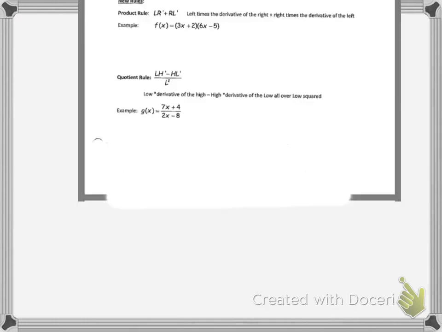Okay, here's another rule, and it's called the quotient rule. So if you have a quotient and you want to take a derivative of it, you would use the quotient rule. So this is how we say it. It is low d high minus high d low over low squared. So that's the rule. Let's try to apply it in this g of x example.